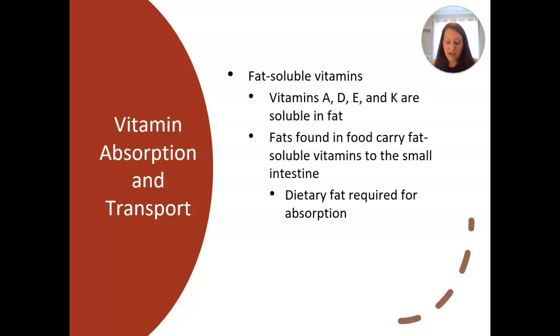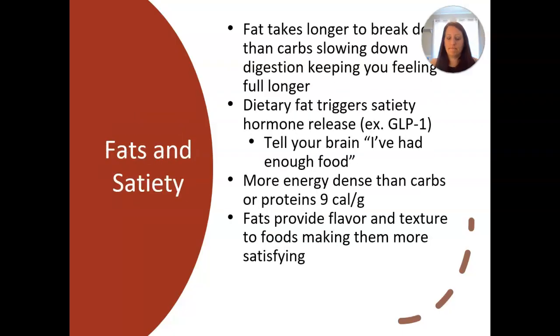Fats found in our food will carry these vitamins to the small intestines, and in the small intestines, they will get absorbed with dietary fat. They then get transported with dietary fat, with triglycerides, to the cells of our body, again, through these little transport structures called chylomicrons, which we will talk about in a little bit.